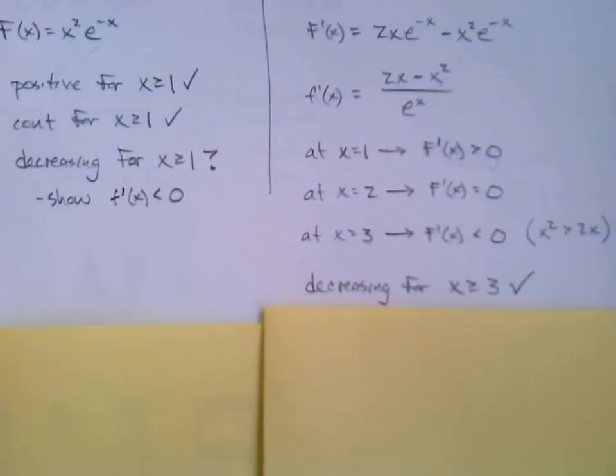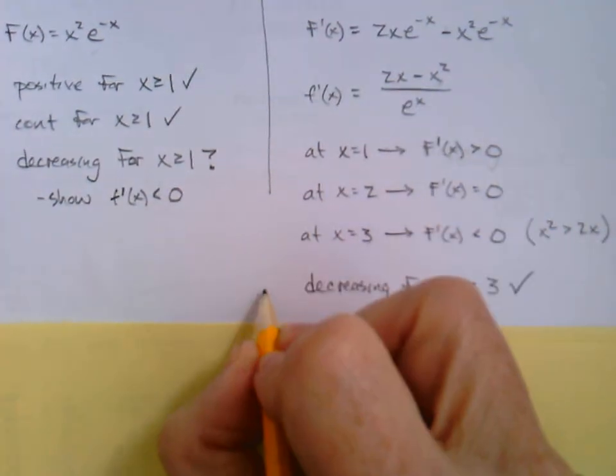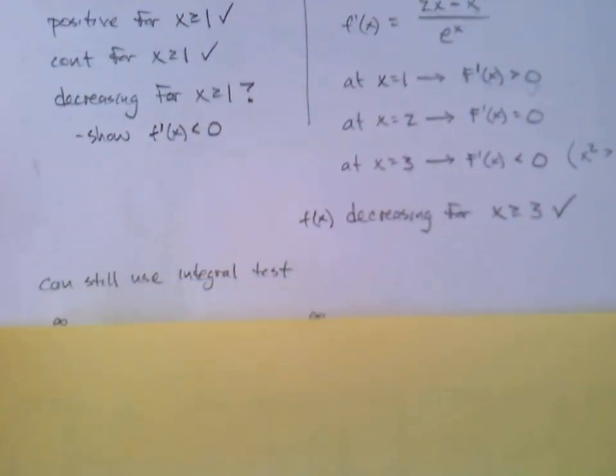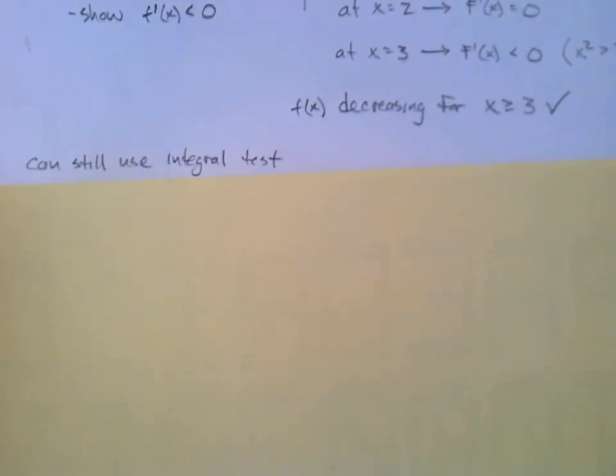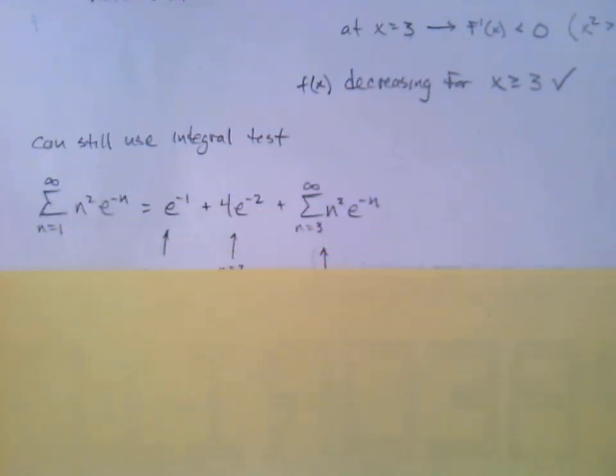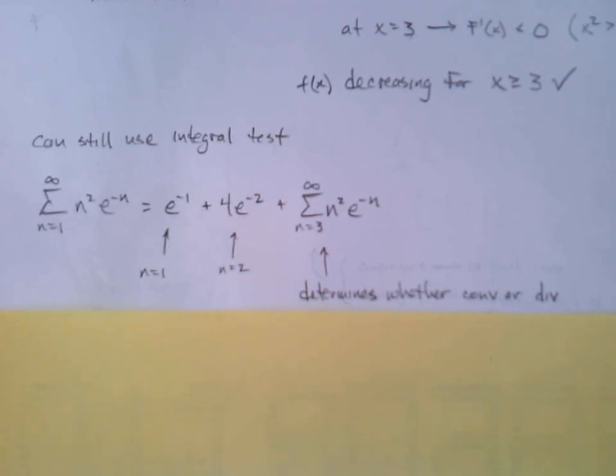Okay, so there's my note. f of x is decreasing, but not starting at 1, starting at 3. We can still use the integral test, but how? Turns out we need to make an adjustment. I'll just put this all out there, and I'll give you a moment to write this, and then I'll explain what happened.